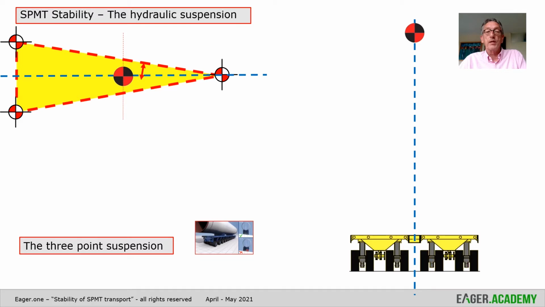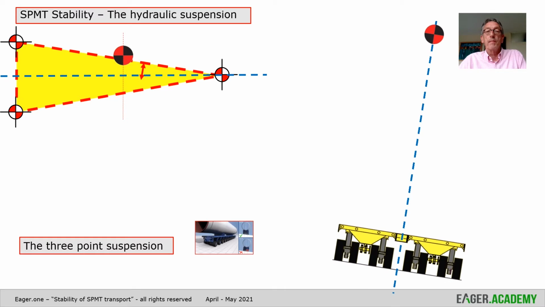Now, what's going to happen is that as soon as we, for instance, have some camber in the road, the trailer will rotate and the center of gravity moves in the direction of one of the tilting lines. So what you see here is that the center of gravity is now coming to a position beyond the tilting line, and you will simply lose the load, because the downward force through the center of gravity will create a tilting moment.